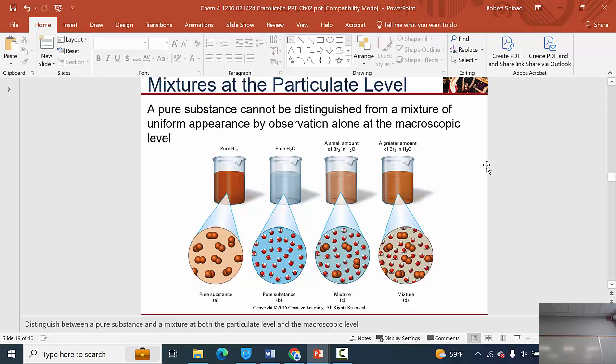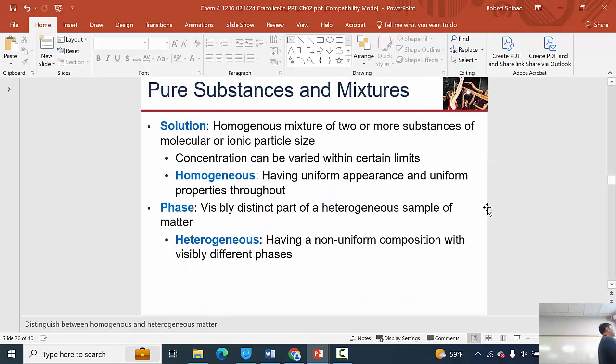But all four of these are homogeneous. So if we have something that's heterogeneous, then it has non-uniform appearance. And so typically, something that's heterogeneous has non-uniform composition with visibly different phases. But this is a trick question. What would be a heterogeneous that's pure? Do you know something that would be heterogeneous but pure? H2O. Ice water. Ice is pure water and water is pure water, right?